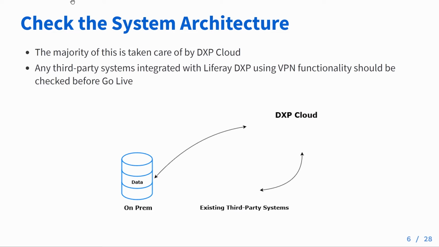The second thing we want to do is check the system architecture. The majority of this is taken care of by DXP Cloud. Any third-party systems integrated with Liferay DXP using VPN functionality should be checked before the go-live starts.